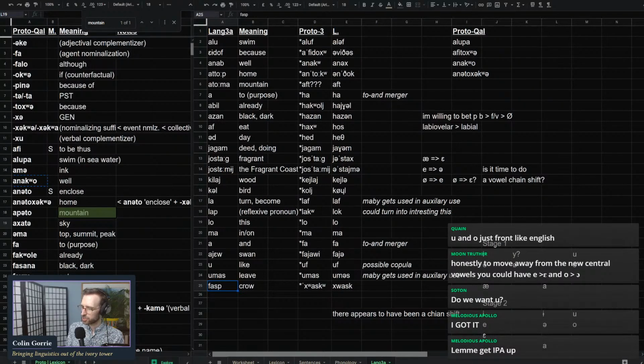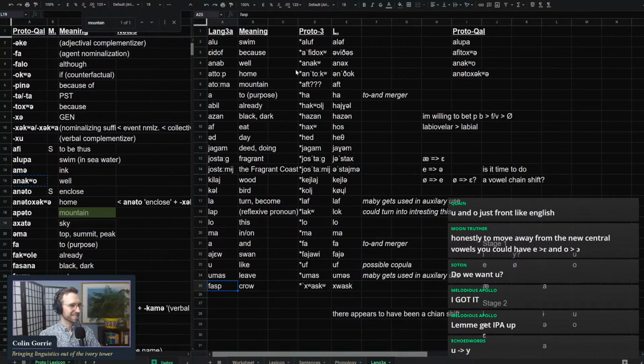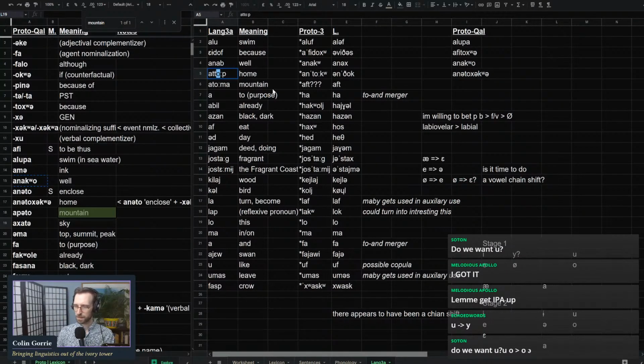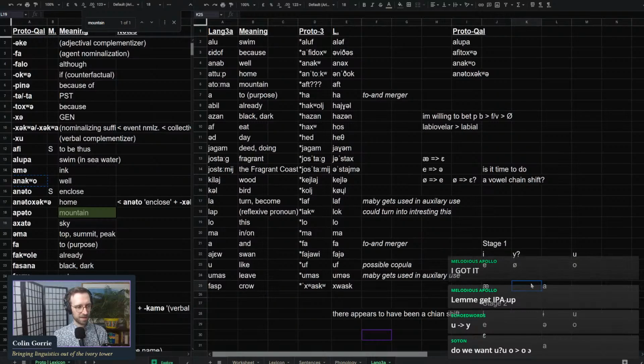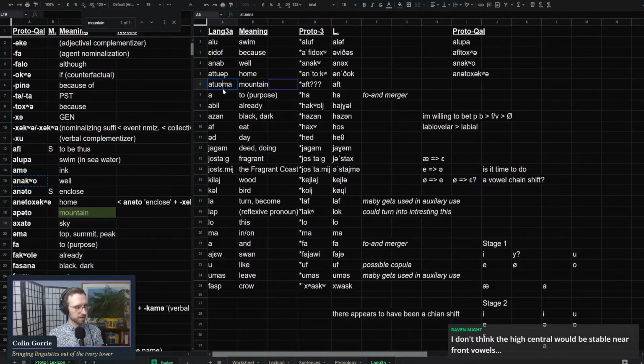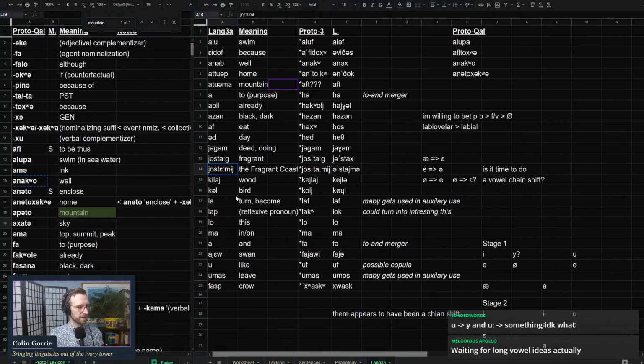Okay. Ship. Let's break the long vowels. Let's do it. So maybe O could do something like ua. I'm thinking of like Irish breaking. Atuap. Atuama. And E could ia. So maybe all of the fronts just jostiami.